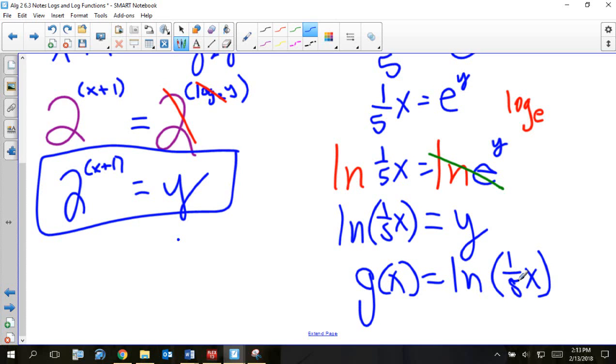Are we following okay? Can you try the two on your own to see if you're understanding it? Number 17 and 18. Try those to see if you're getting it.